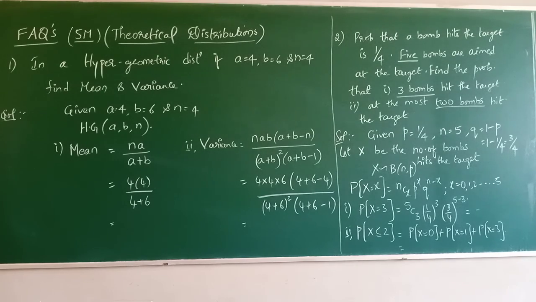So mean you can easily remember, but the variance formula is N A B (A plus B minus N). Generally, the numerator should be taken as N, A plus B minus N, and the denominator should be taken as A plus B minus 1. How to remember that? In the numerator, N A B is how it starts, right? So where N is there at the corner, you should write A plus B minus N. So logically I am telling you to remember this. Remember, guys: N A B (A plus B minus N) divided by (A plus B) whole square of (A plus B minus 1).